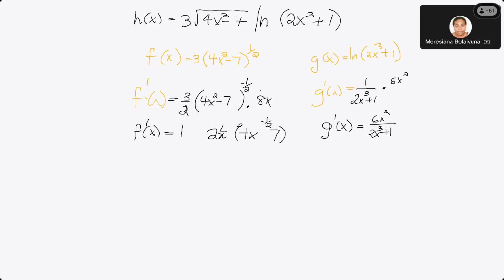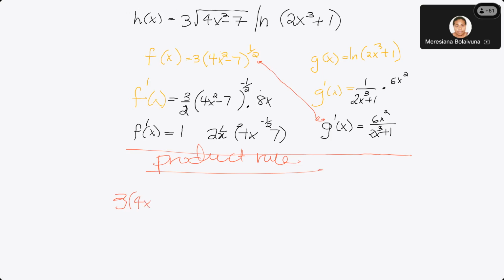Right, so now let's use the product rule. And the product rule says f times g dash. So this one here times g dash. So I'm going to put 3 times 4x squared minus 7 times g dash, which is 6x squared upon 2x cubed plus 1.